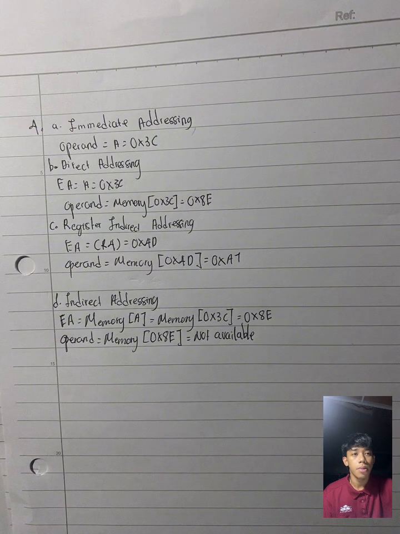So from this question, what I learned in question 4 is how different addressing modes affect how many memory accesses are needed. Immediate is the fastest with no extra memory access. Indirect is the slowest because it requires 2 memory accesses. So this is so important for processor performance design.